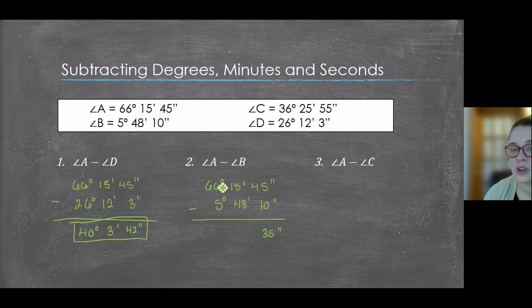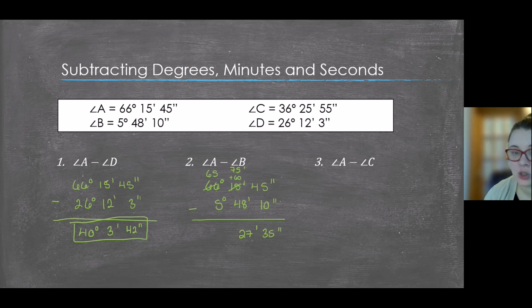So we're going to borrow from over here. I'm going to borrow 1 degree, which makes this go down to 65. I have to add 60 over here because there's 60 minutes in 1 degree. So that's going to turn this number into 75. So now I take 75 and subtract 48 from it. So 75 minus 48 leaves me with 27.